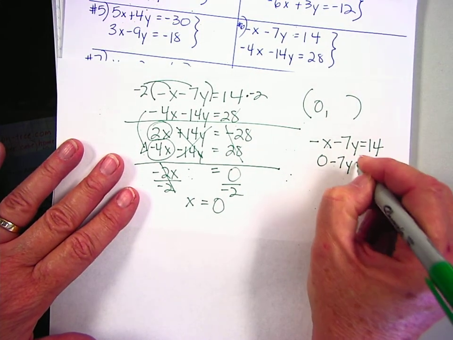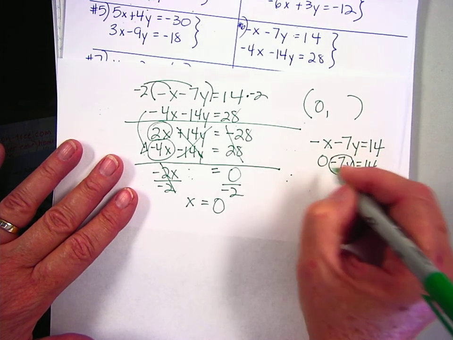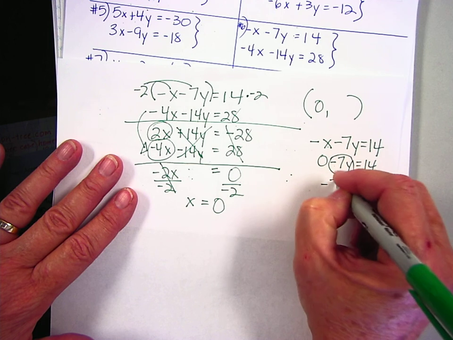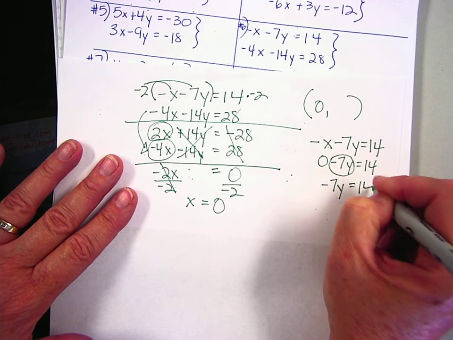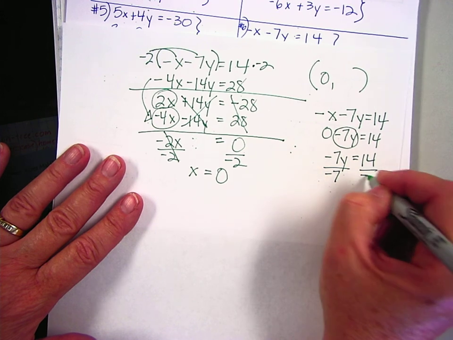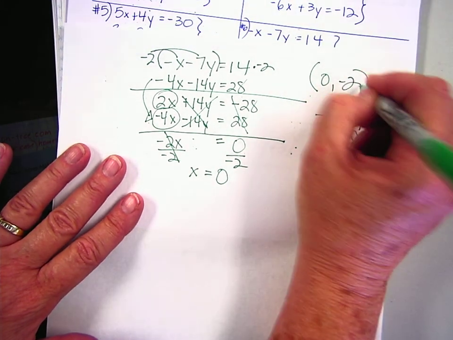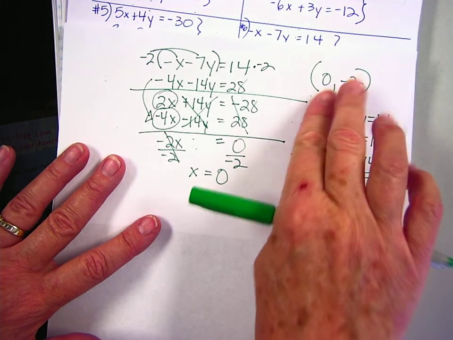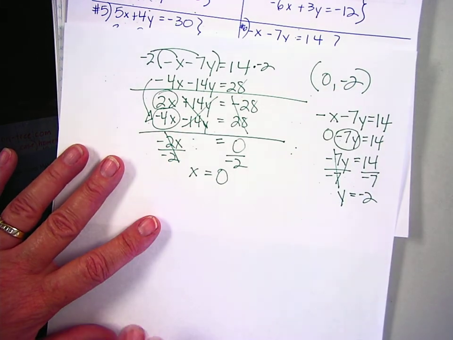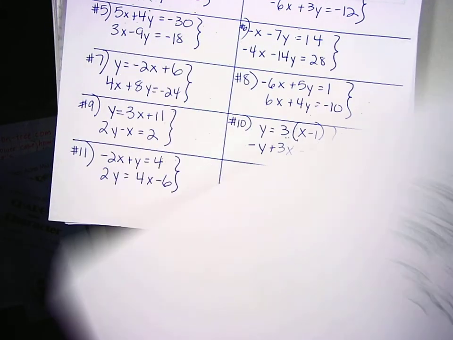Minus 7y is 14. If I have a negative 7y and I combine it with absolutely nothing, that means I still have my negative 7y. To isolate y, I'm going to divide by negative 7 on both sides. Y equals negative 2. Now, I need to plug these into my second equation. I'm not going to because I already did this problem and I know it's right, but I would certainly expect you to.